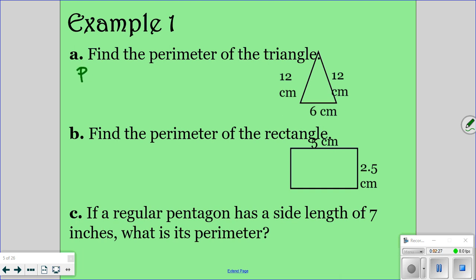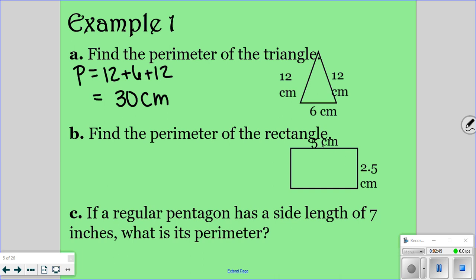So let's do black, not green on green. So the perimeter is going to be 12 plus 6 plus 12, which if you add those up would be 30. And then the units were centimeters. So that would be your answer for that one.